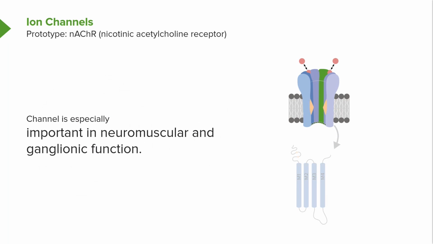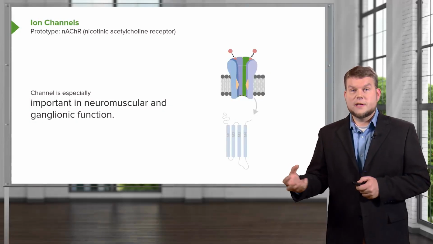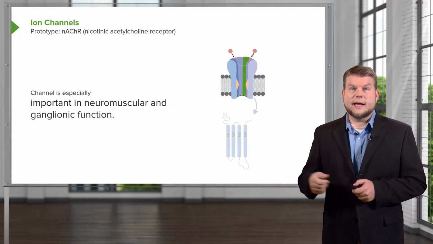So where do you use this channel and why is it so important? Well, it is the primary channel to engage muscle contraction. So if your nerves want to tell your muscles to contract, you're going to have to use a nicotinic acetylcholine receptor. And this is how your muscles figure out, oh my goodness, we need to contract.